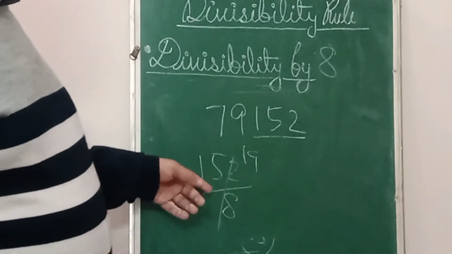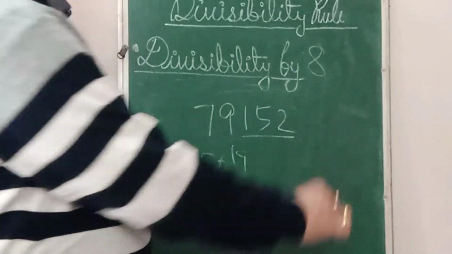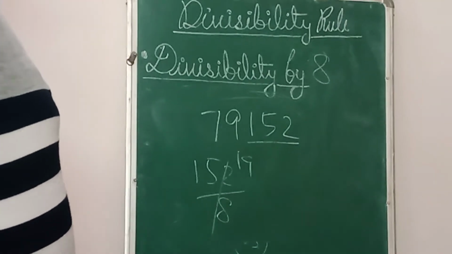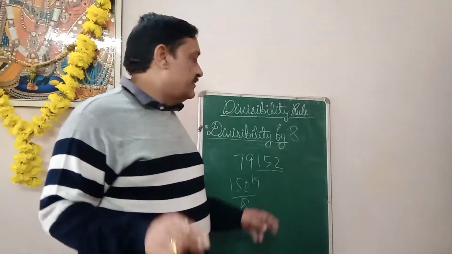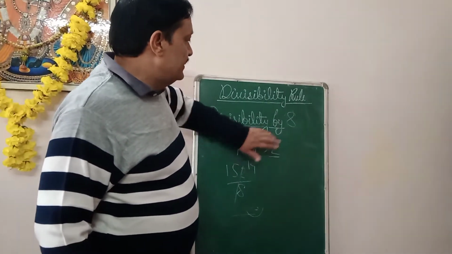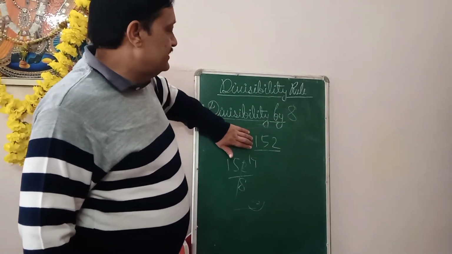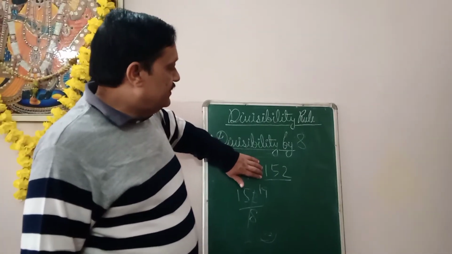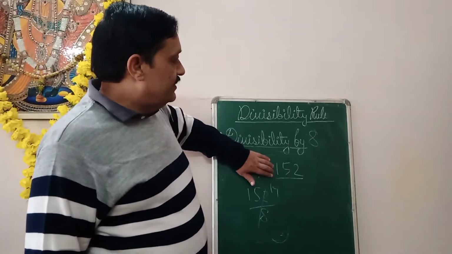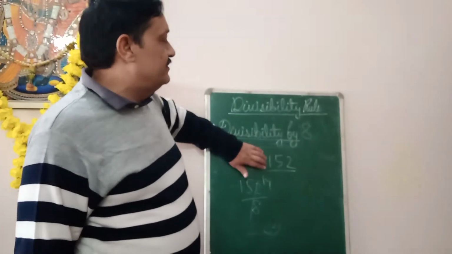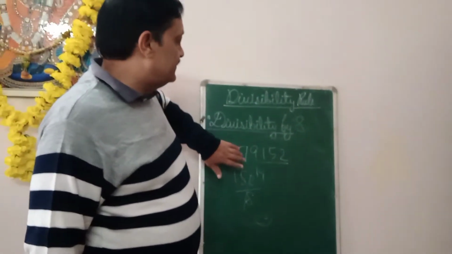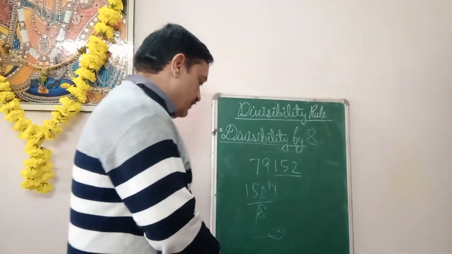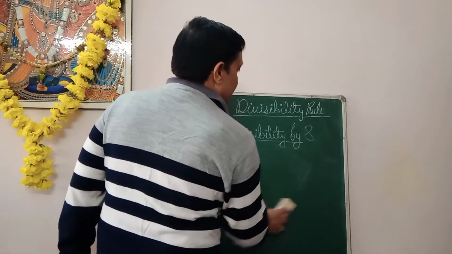So, we will say that this 79,152 is divisible by 8. In case of 4, we are taking these two numbers. In case of 8, we are taking these three numbers. And if these three digits forming a number 152 is divisible by 8, then we say that this 79,152 is also divisible by 8. So this is about the divisibility by 8.